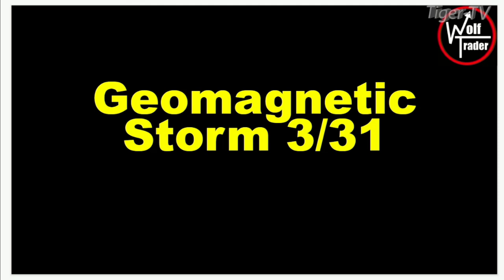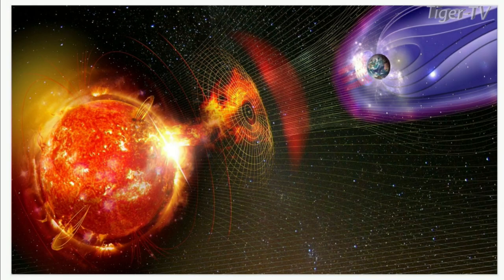I'm going to talk to you about a geomagnetic storm that we had on March 31st. People may not know what this is, so I have a visual here showing what happens. The sun makes these sunspots, and there are these ejections that come off. You get these geomagnetic storms. When the storm comes off, it takes a couple of days to reach the Earth.